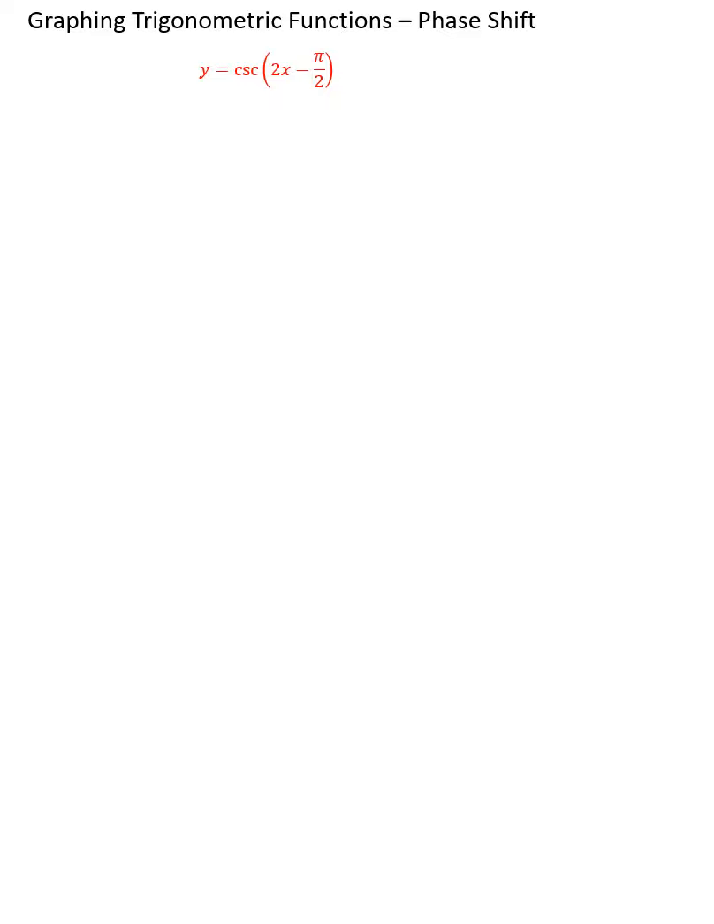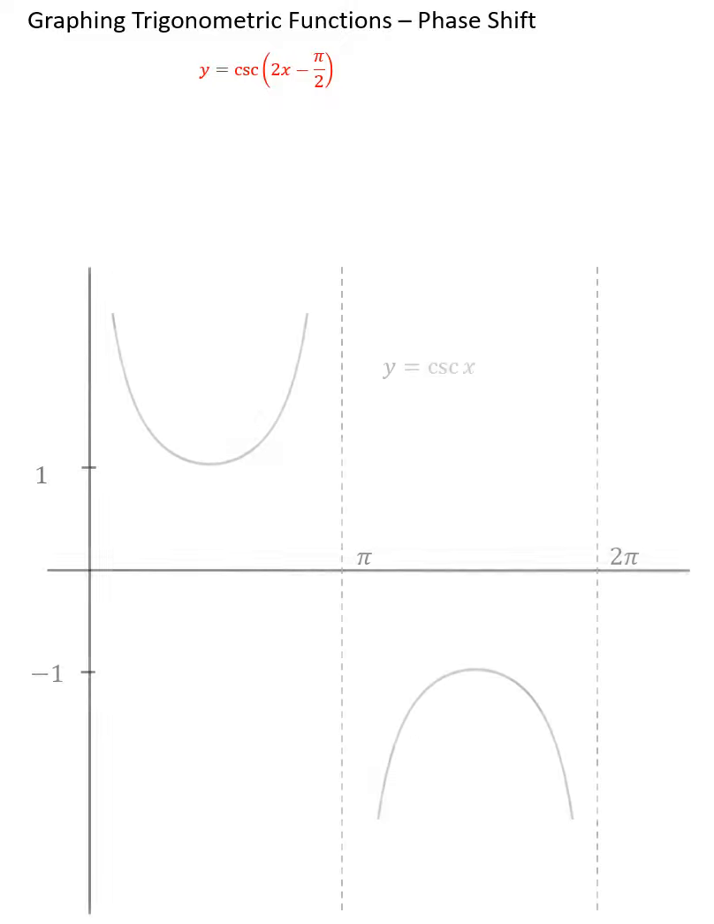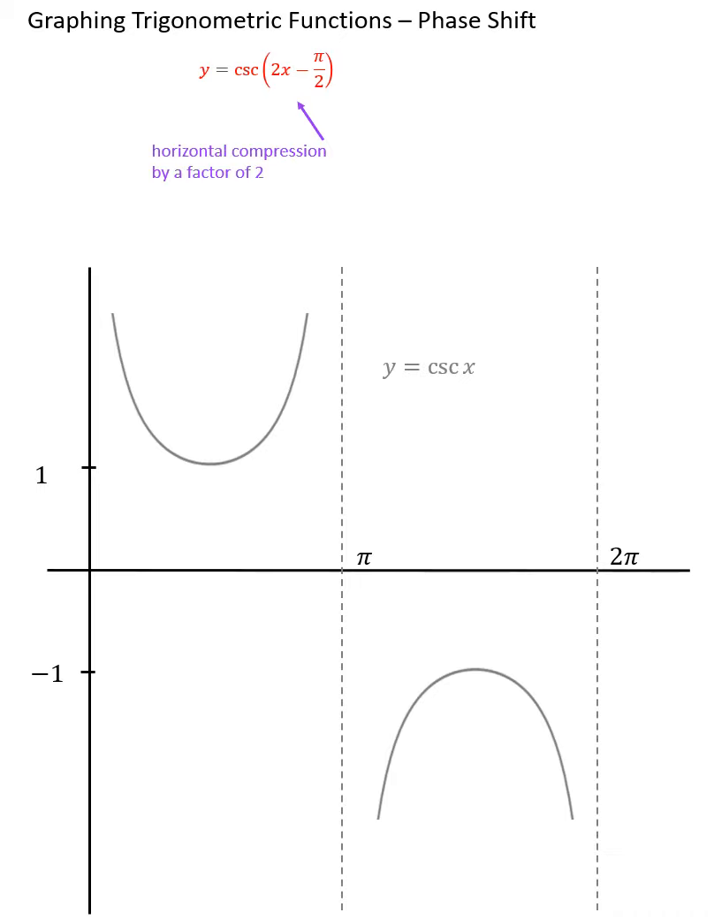Let's look at another example of phase shift. So if we want to graph this cosecant function, say, then we have to first examine what the ordinary cosecant looks like. You'll recall this from a prior video. Now, one would think that because of the 2 in front of the x, that we would have a horizontal compression by a factor of 2. Maybe. One would also think, because we're subtracting pi over 2 inside the function, that we would have a rightward shift of pi over 2.